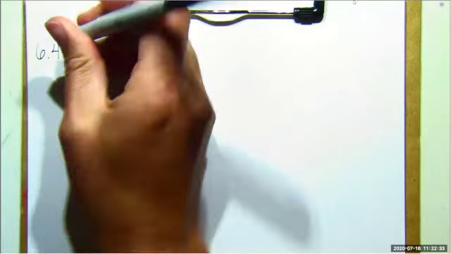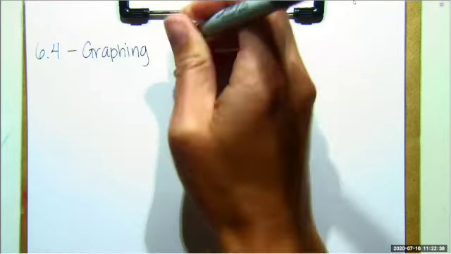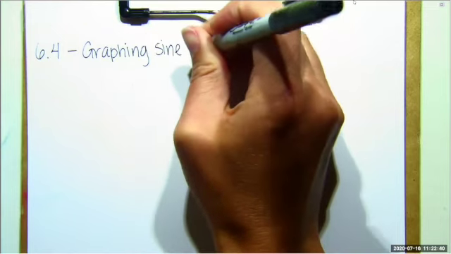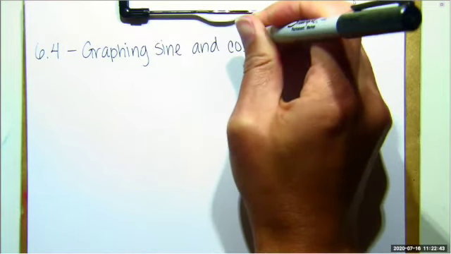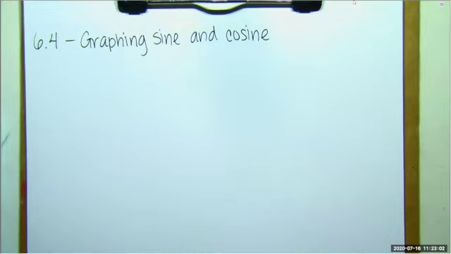Okay, section 6.4 is on graphing sine and cosine. So our next three sections of this chapter are on graphing, and the way they're broken up is 6.4 covers graphing sine and cosine. 6.5 will be graphing cosecant, secant, tangent, and cotangent, and then 6.6 is on something called phase shifts. So it kind of gets broken down into three separate sections here.